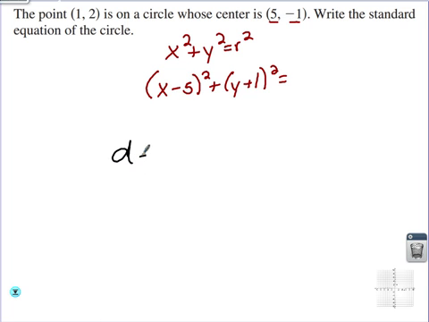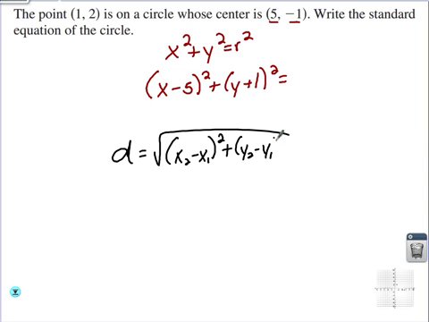Distance is equal to the square root of x2 minus x1 squared plus y2 minus y1 squared. The whole reason I'm doing the distance formula: the distance from the center to a point on the circle is the radius. I need a radius. So we're finding the distance from here to here. Somebody help me with x2 minus x1.